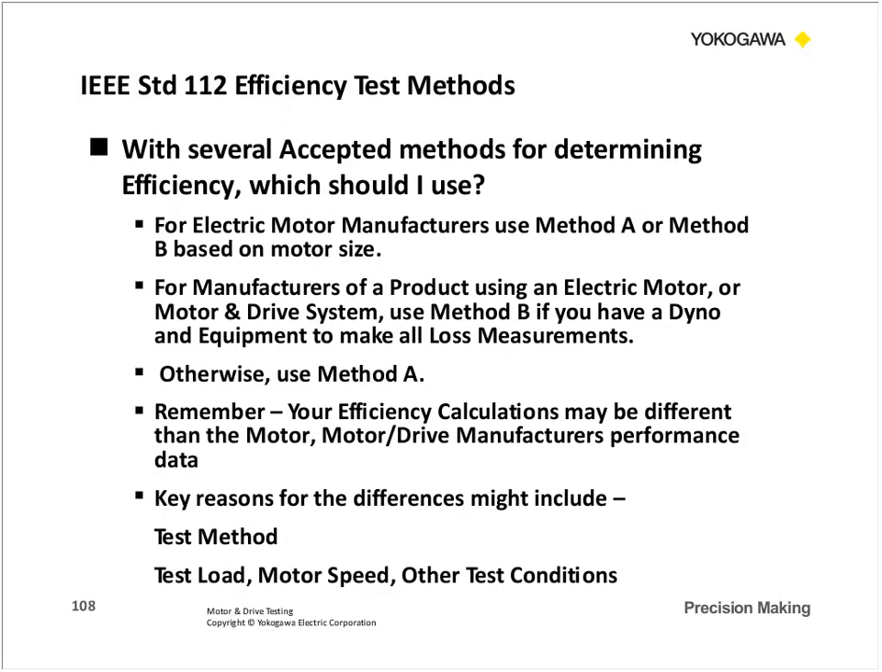So with all these different methods, which should I use? My recommendation for the electric motor manufacturers, use the method A or method B based on the motor size. So depends on your application, how much testing equipment you have, method A or method B. You might get different results, especially due to the more advanced method B system where you look at other losses. So you have to be careful when you're comparing efficiencies. How is your test actually done?